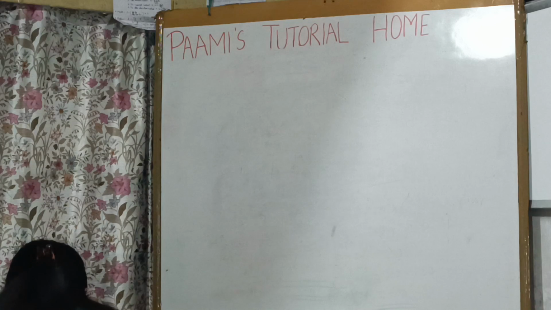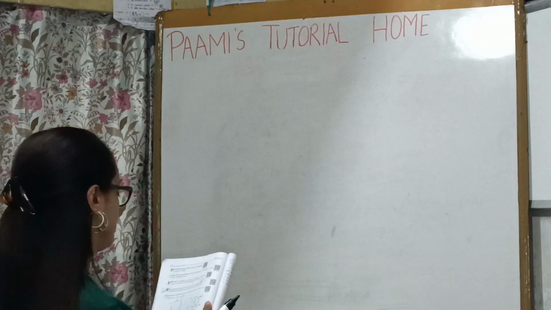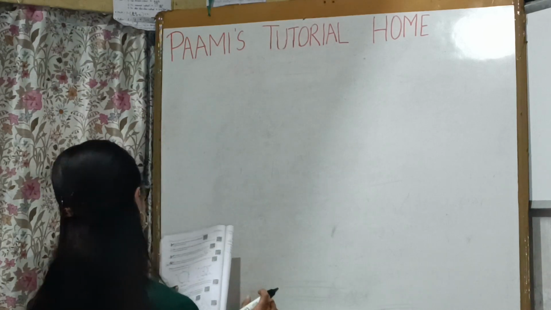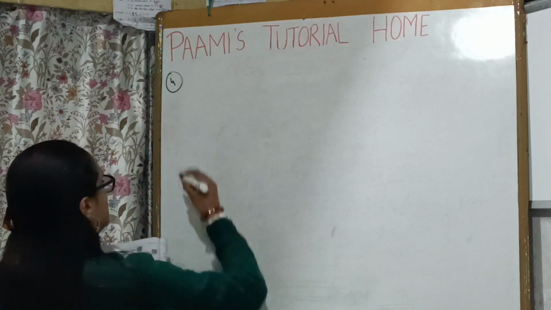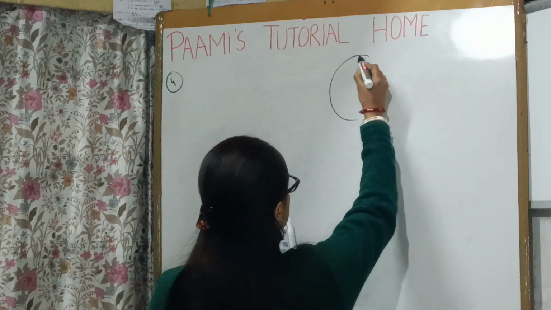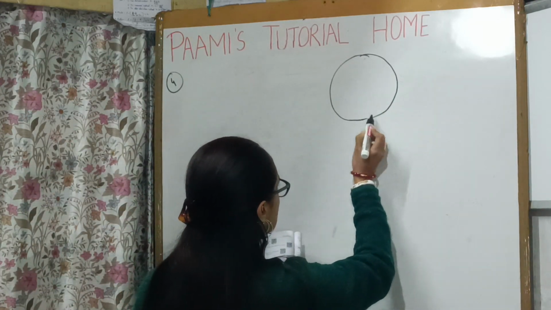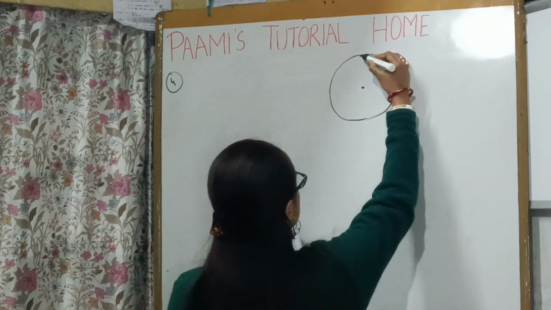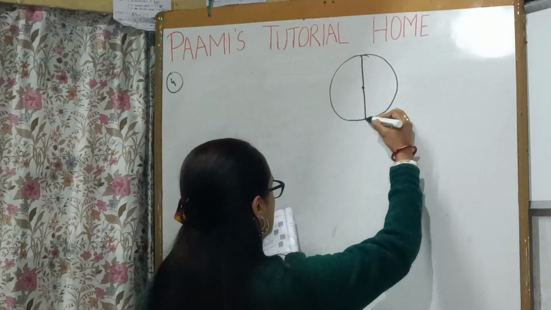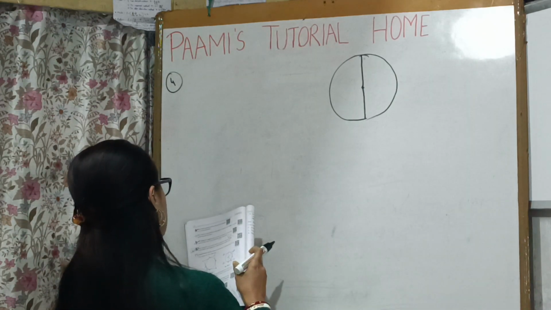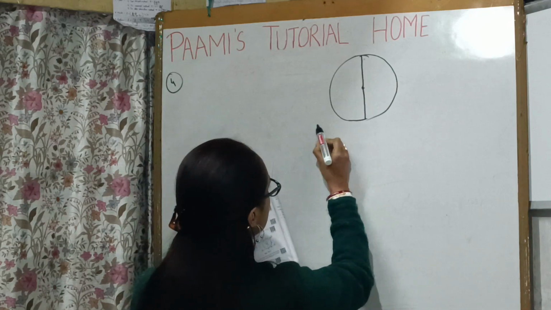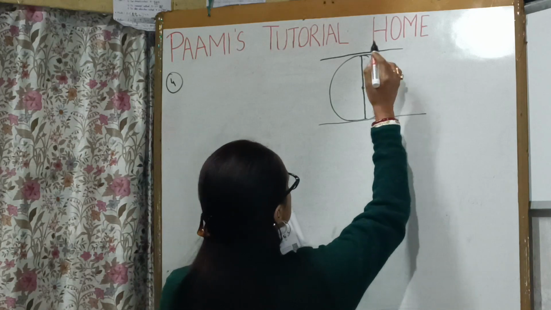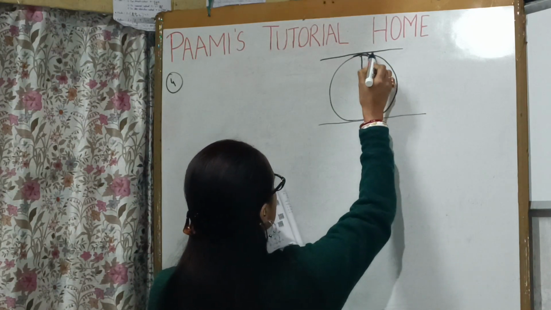So what was the question? Prove that the tangents drawn at the ends of a diameter of a circle are parallel. So number 4, draw a circle, the center, okay, the diameter. This is my diameter, okay, of a circle are parallel. So tangent, one tangent is here and the other is this one, okay.